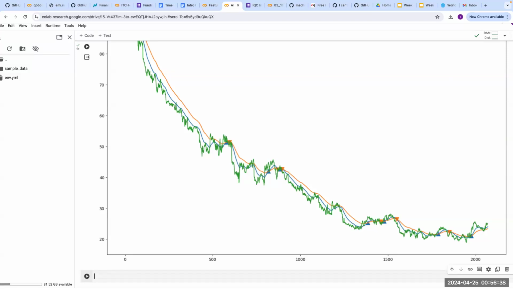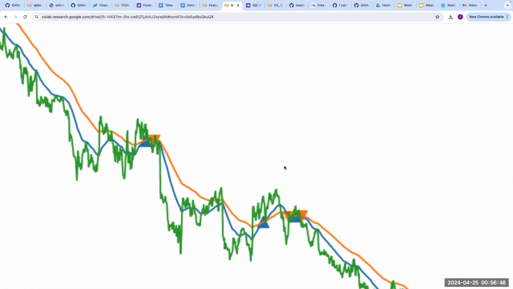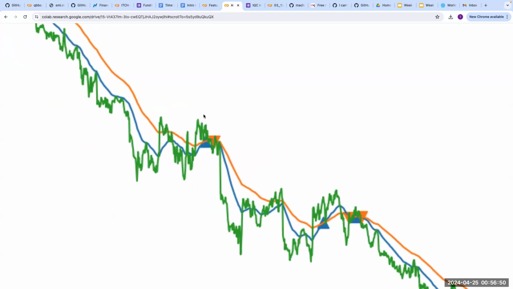So you can see here a little bit of change in signals. I see a closer signal here. It's a consecutive one, and then here also you can see a close one.